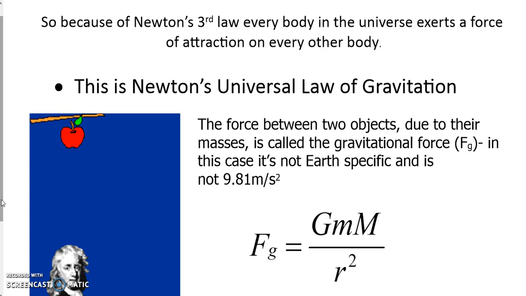The force between two objects due to their masses is called the gravitational force, in which we are going to mark it as F of G. In this case, it's not the Earth specific, and it's not the 9.81, so that's a no-no. So this time we have F of G equals the universal gravitational constant, the mass of one object, the mass of a second object, and then the radius squared.